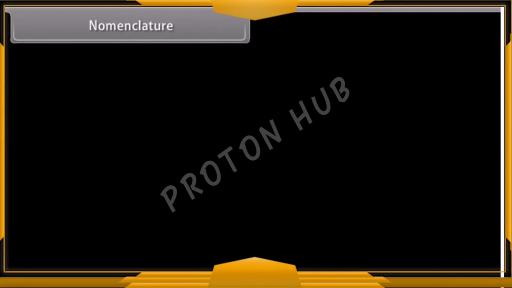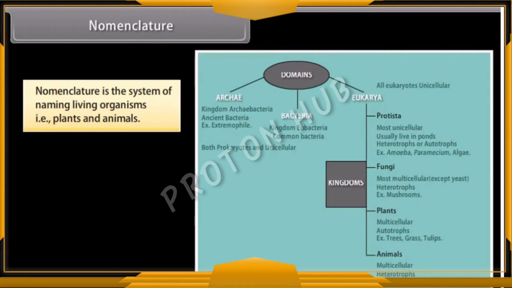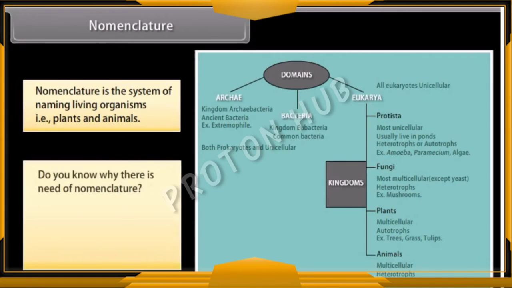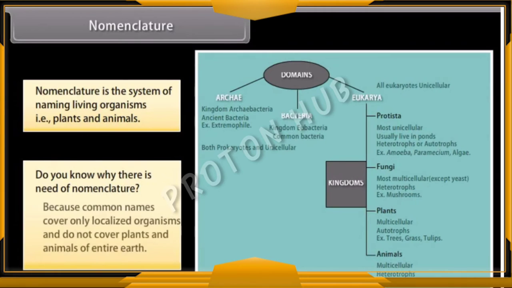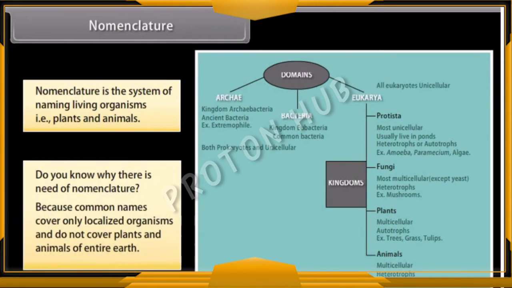Nomenclature. Nomenclature is the system of naming living organisms, that is, plants and animals. Do you know why there is a need for nomenclature? I will tell you. Because common names cover only localized organisms and do not cover plants and animals of the entire Earth.